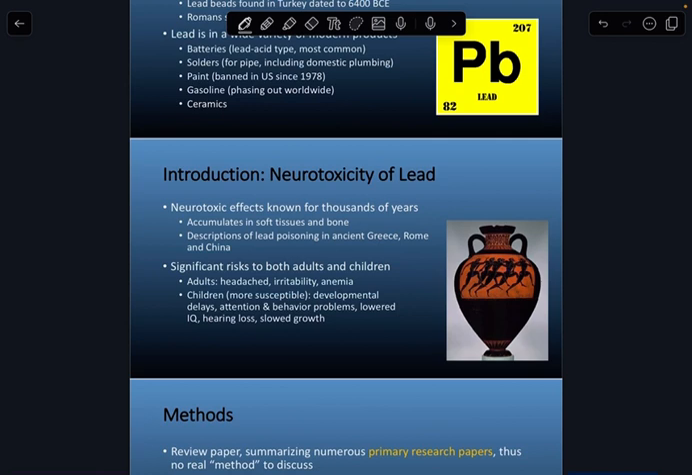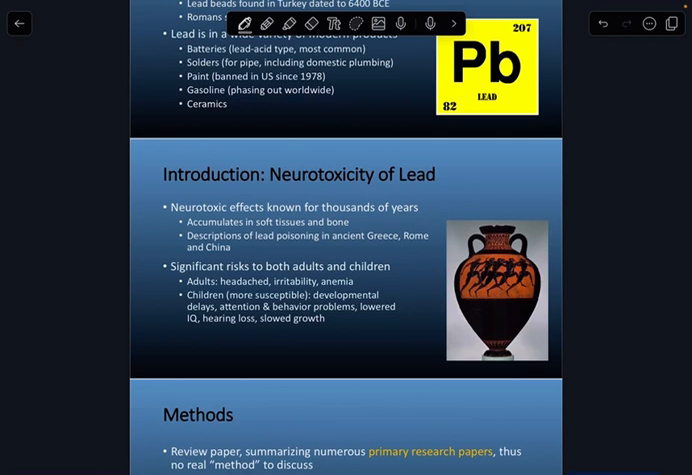For adults, you often get headaches, irritability, anemia, which is loss of red blood cells, not a good supply of oxygen to your tissues. Children, however, are much more susceptible because they're developing. So lead poisoning is characterized by developmental delays. Children who have lead poisoning walk slower, learn to read slower. They show attention and behavior problems, lowered IQ, hearing loss, and slow growth. So lead is a significant toxin to children.